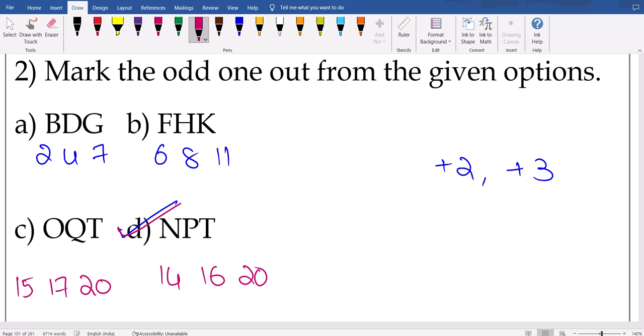Rest all okay for plus 2 plus 3 logic. All are with the same logic except one thing. That's what odd one out is. We can find option D is the odd one out here. That's a different logic except this. D, remaining all plus 2 plus 3 logic.